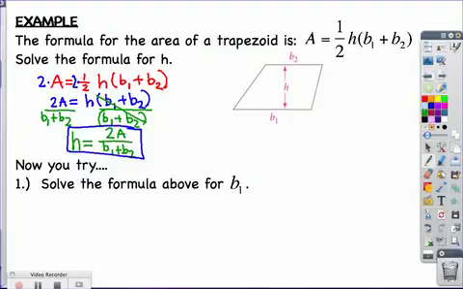To get rid of the h, I divide both sides by h. 2a over h equals b sub 1 plus b sub 2. I can take those out of parentheses since now it's not being multiplied by anything. Finally, to isolate b sub 1, I can subtract b sub 2 from both sides. So our final answer is 2a over h minus b sub 2, which equals b sub 1.